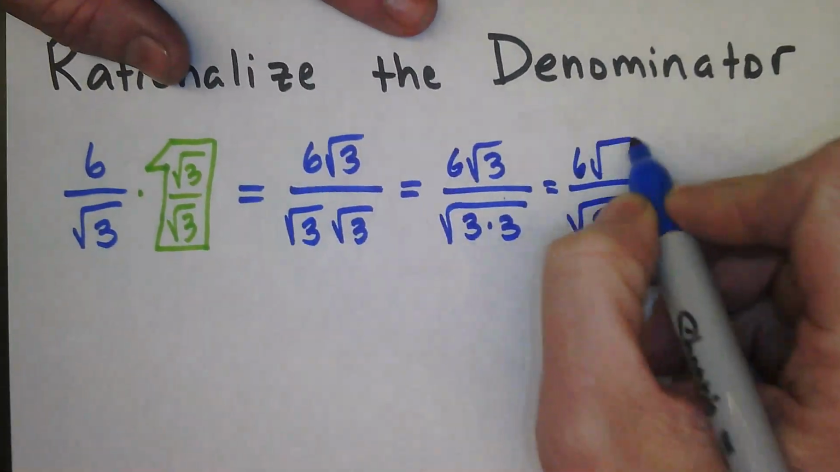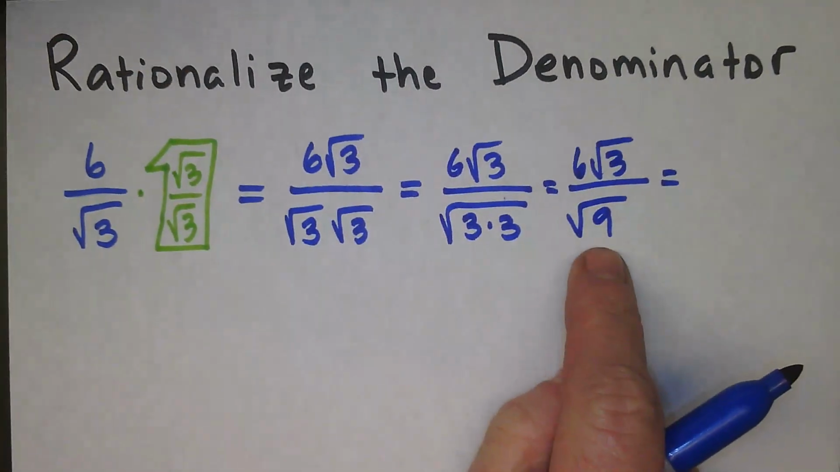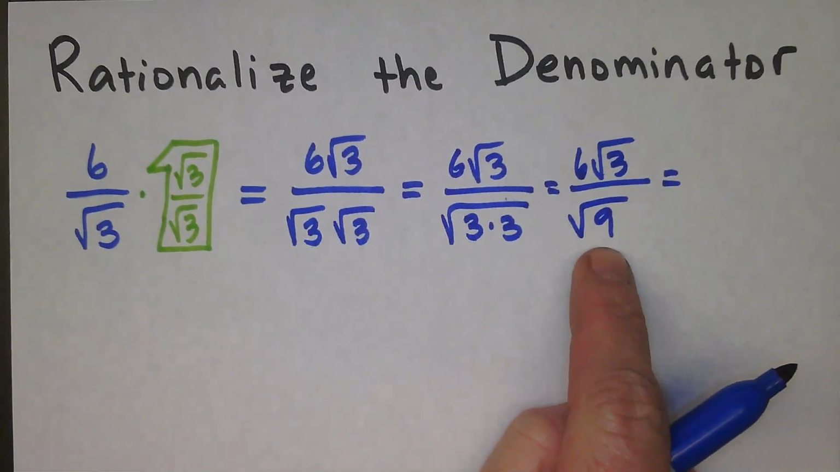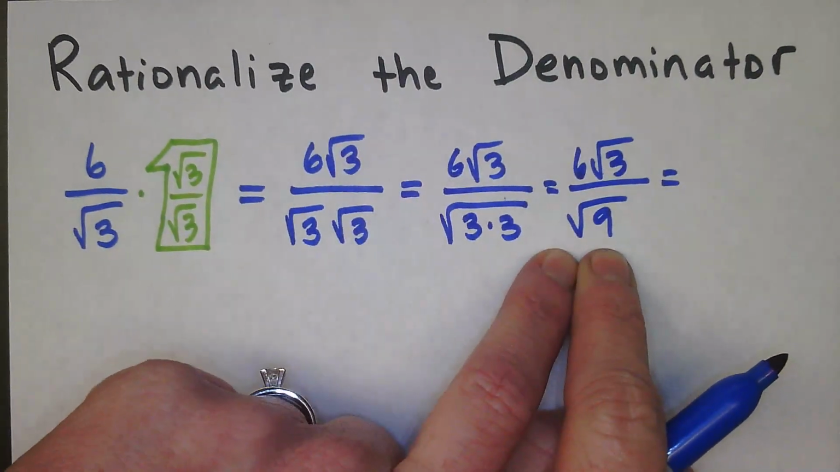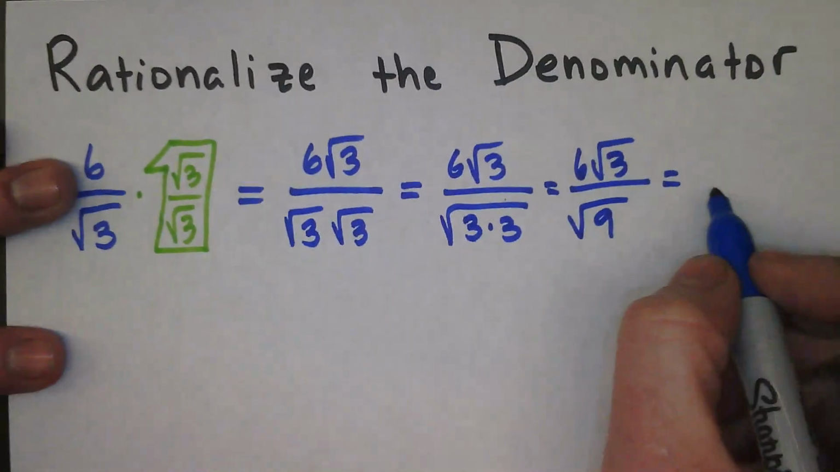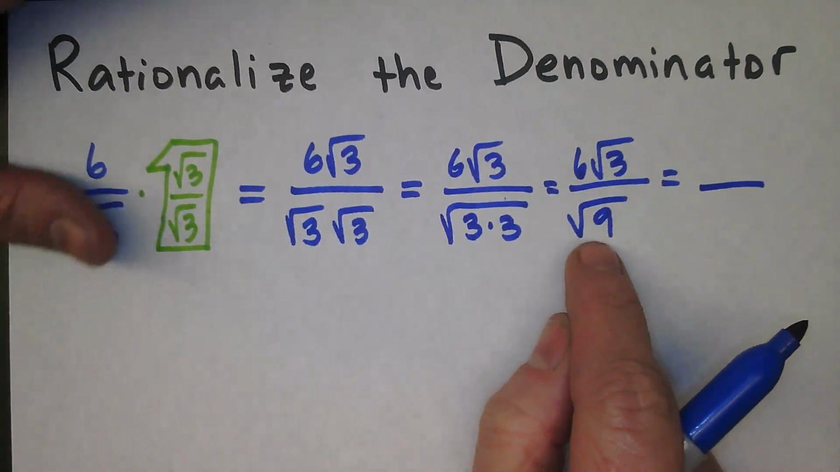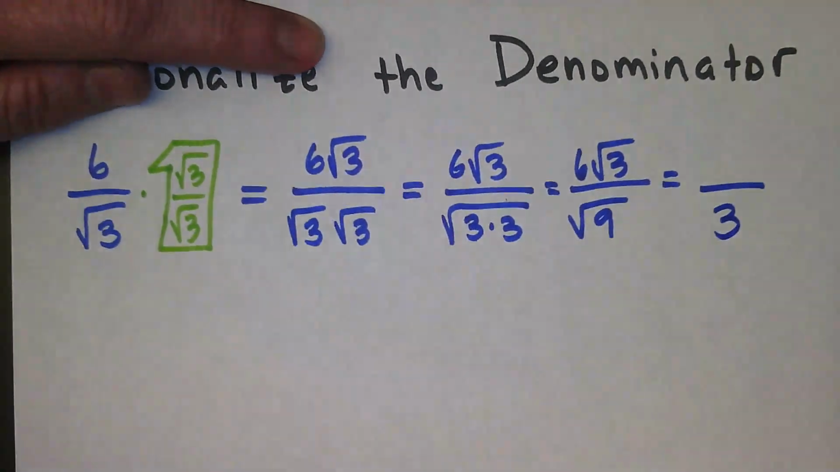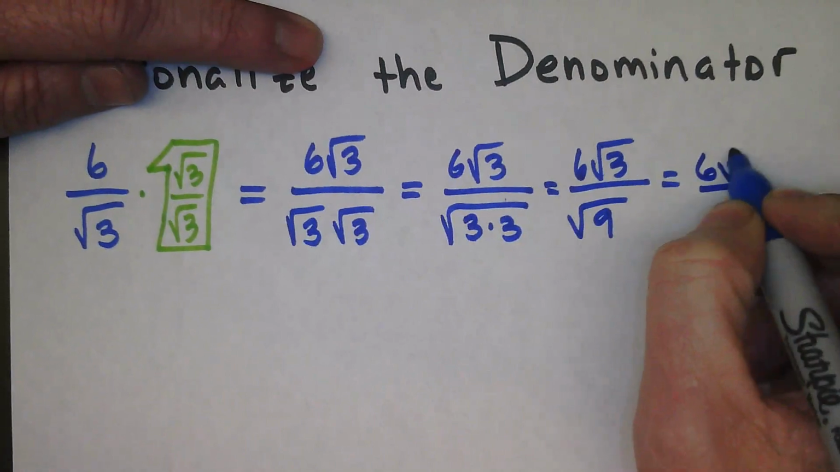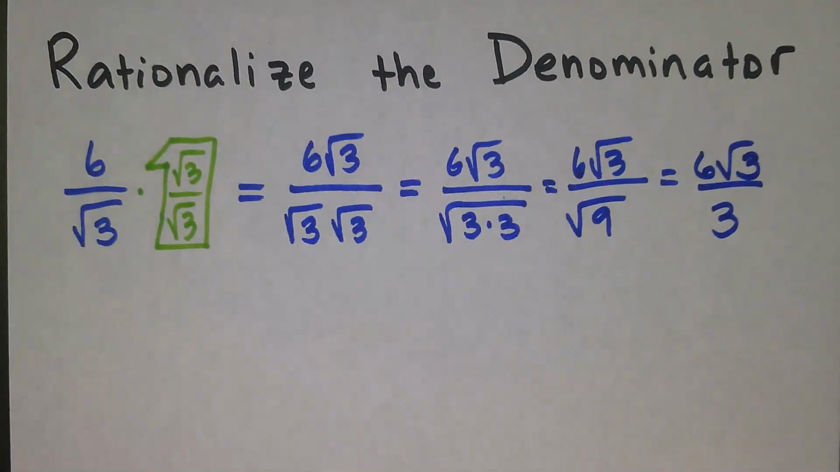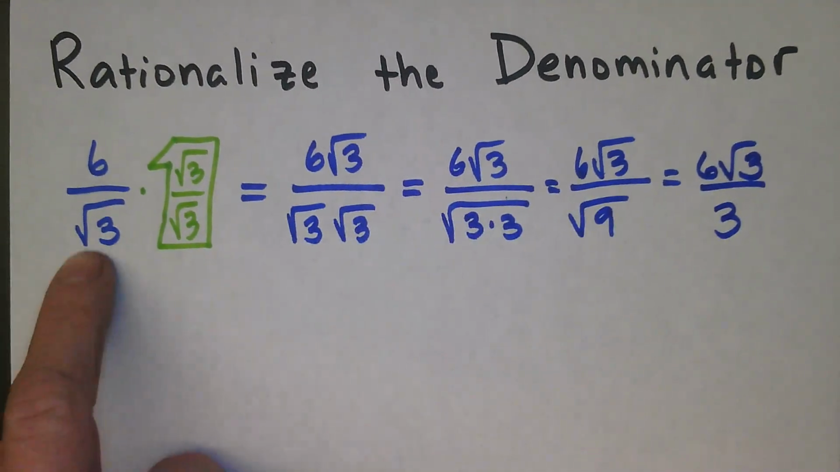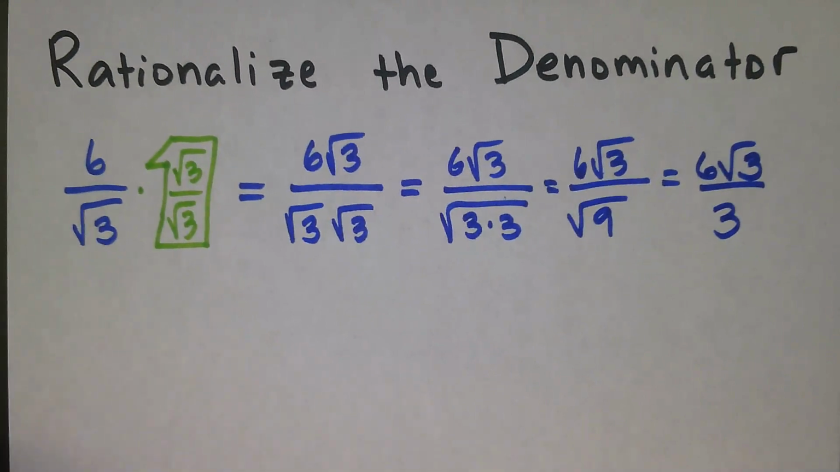6 square roots of 3 stays up top. Square root of 9 is a perfect square. That's what we wanted to happen. We want to take the square root of what's underneath and get a whole number. So in the denominator, we end up getting the square root of 9, which is 3. The top gives you 6 square roots of 3. And that did get the square root out of the denominator, and it is equal.